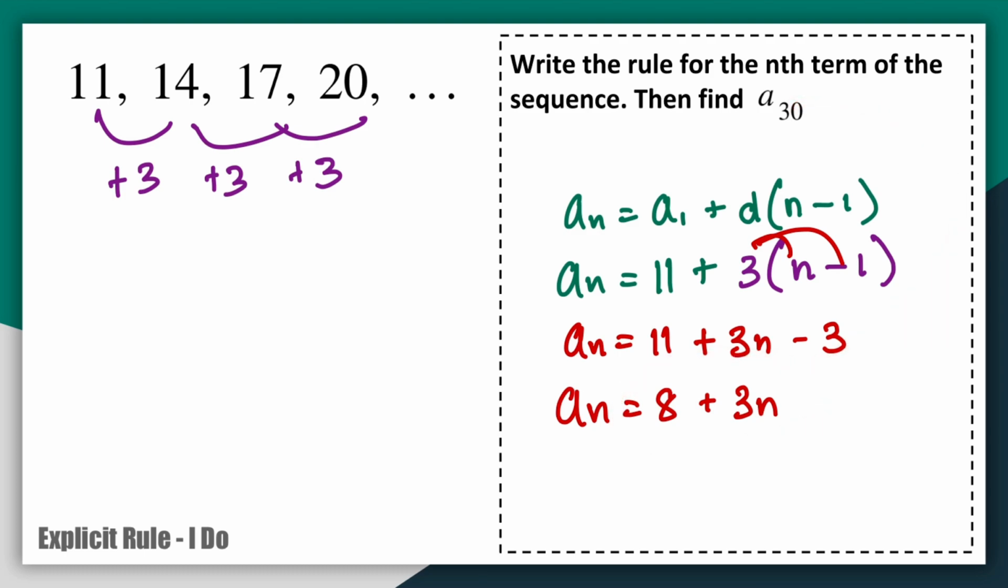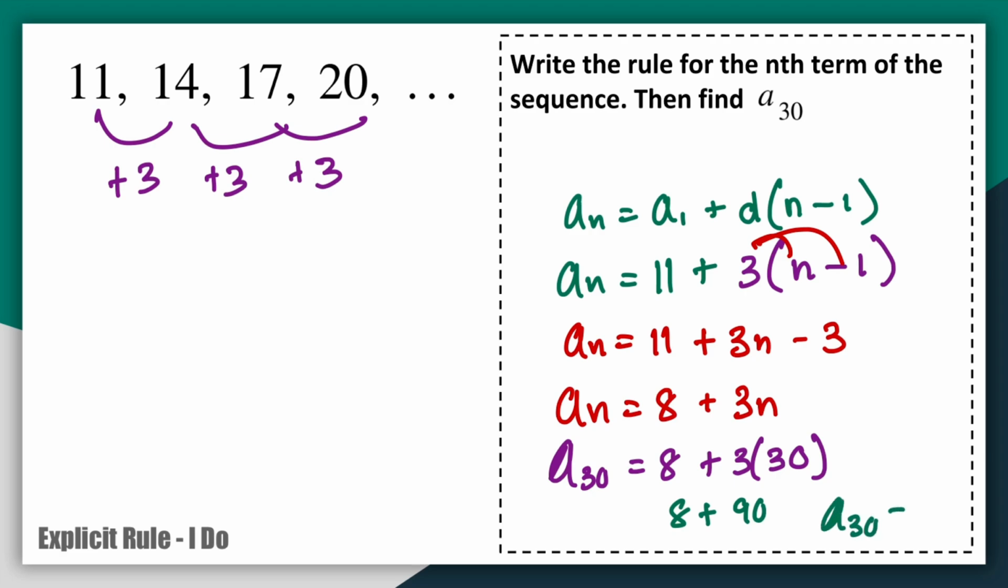Okay. All right. Now let's plug in our 30. So now we have a of 30 is equal to 8 plus 3 times 30, right? 3 times 30 is 90. So 8 plus 90, our 30th term is 98. Okay, and that's your answer.